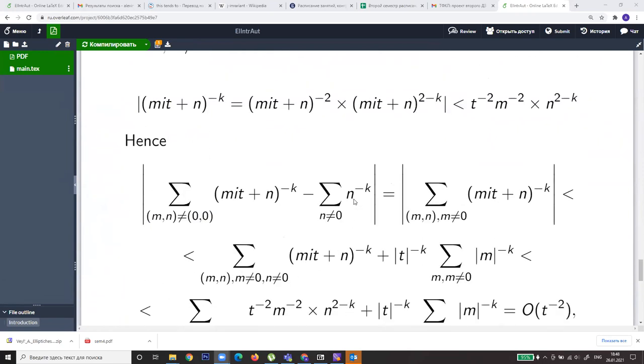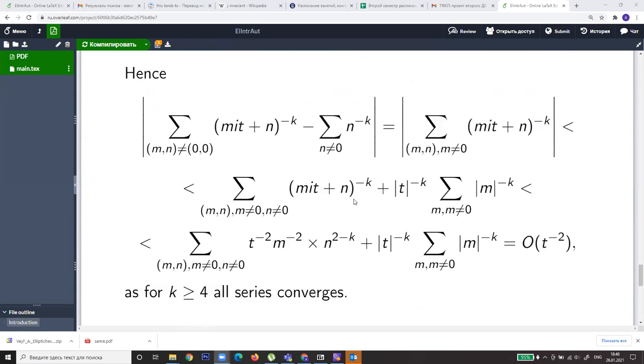Indeed. So I want to calculate the difference of this function and its limit. This is just the sum over m not equal to zero. Sum for m, again I split in two parts. First part, when n is not zero, and another when n is zero, so it's just this stupid sum, which is convergent.